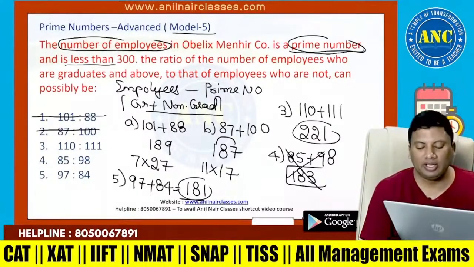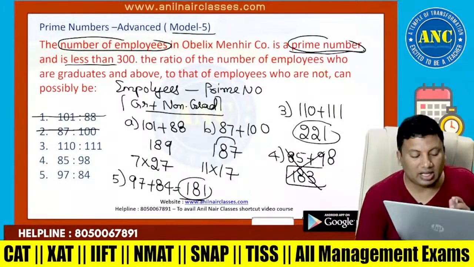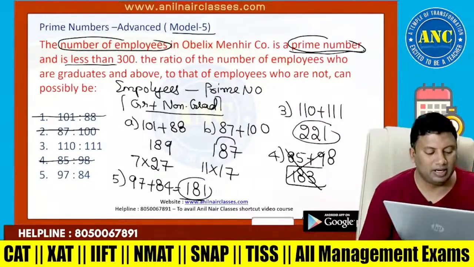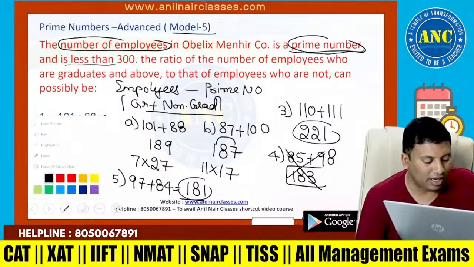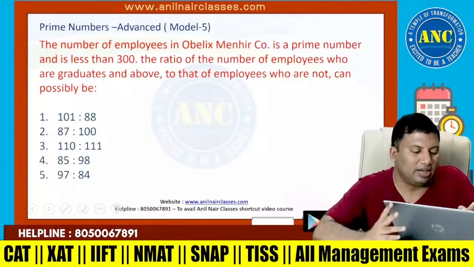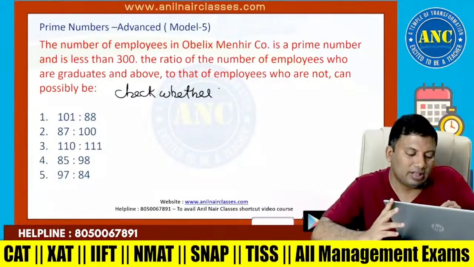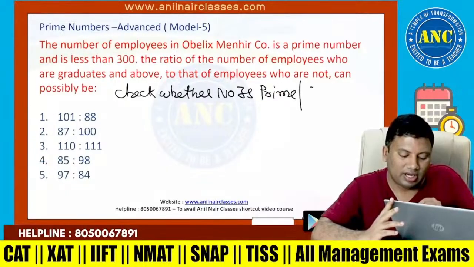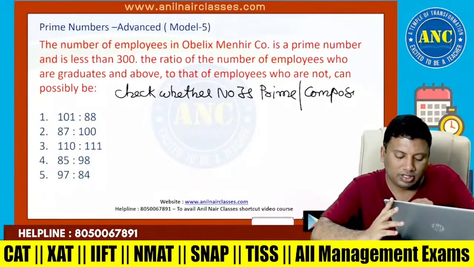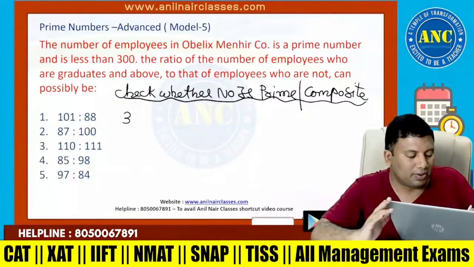Which of the following is a prime number? Now, how to check whether a number is a prime number or not? For smaller values we will do it. So, three options we eliminated just like that. Let us do one by one, 221 and 181. Now, please write down the logic. How to check whether a number is prime or composite? Listen carefully.